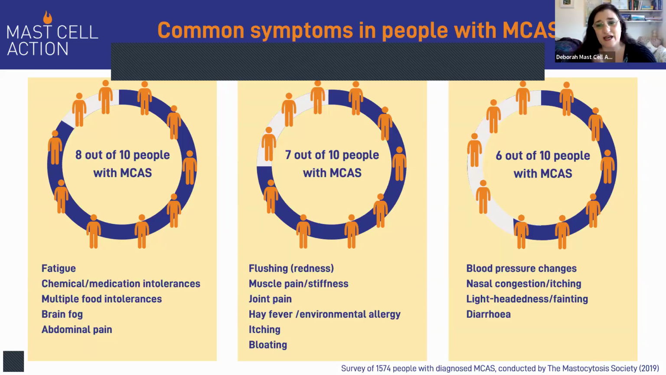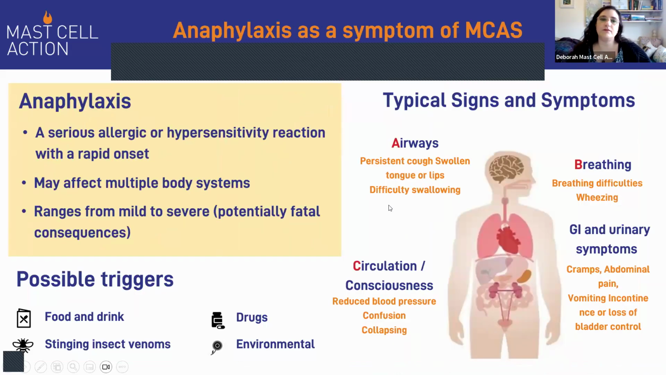And then you can see here 6 out of 10 people get fluctuating blood pressure, which, as you can see, there's a little bit of overlap there with POTS potentially, nasal congestion and itching in their sinuses, feeling lightheaded and fainting. Again, is it MCAS? Is it POTS? And diarrhea, again, that gastrointestinal problem picking up there again.